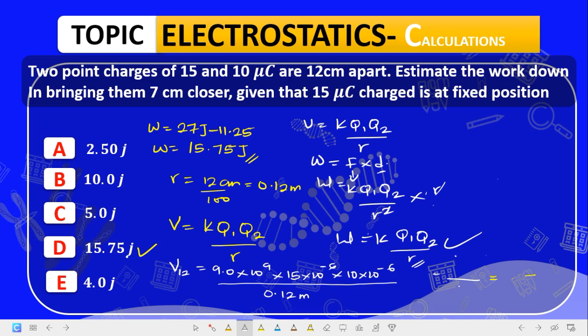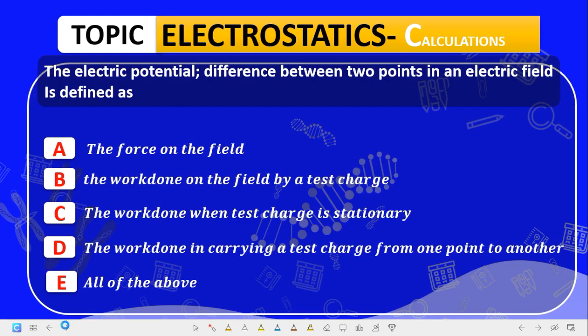It's pretty easy. First of all, calculate the work done at the distance apart, then calculate the work done when they bring them closer. Then at the end of the day, subtract the difference in their work done to get the total work done. Okay, that would be that.